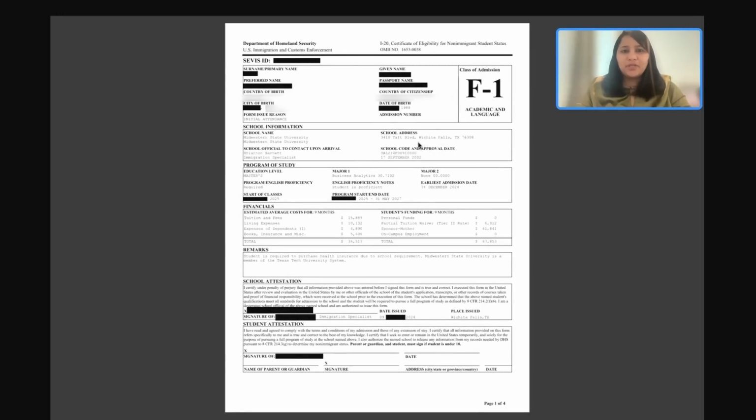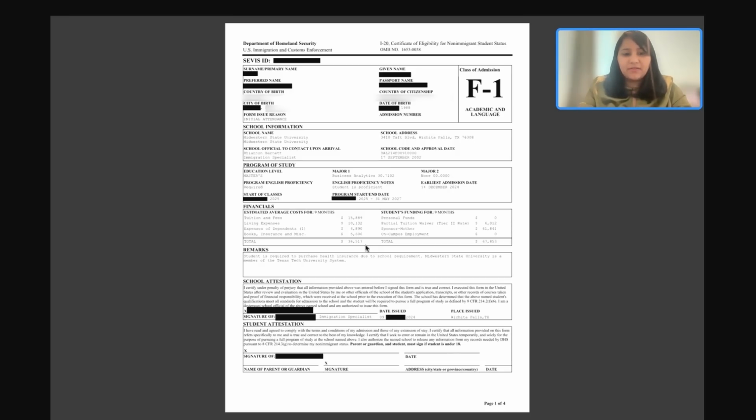So I have with me the I-20 of a student, and this student already got their visa approved. And this is for the Midwestern State University for a business analytics program. So if I scroll down to the middle, I will see this box kind of a structure where you'll see financials written. And this is what we need to deep dive and discuss.